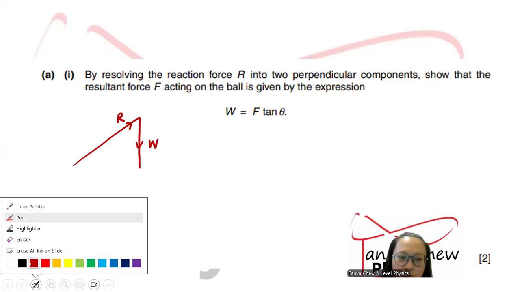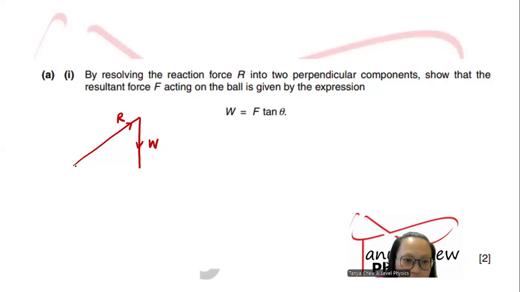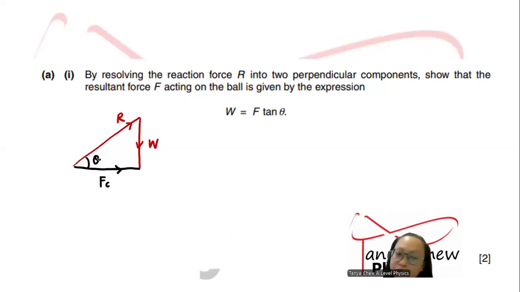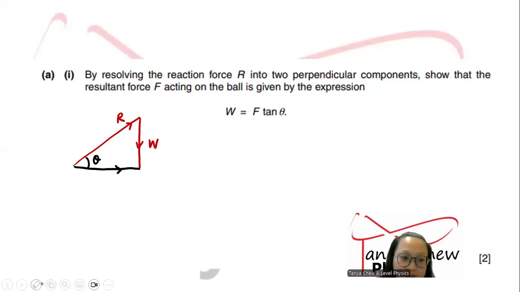Do you still remember I told you about the resultant force has to act towards the center of the circle? So I have to go towards the center of the circle. This is called centripetal force. I put it as FC. So the theta is here. Since I have already drawn my vector triangle, which makes things easier for me, and since they put F, I would like to put F here. Resultant force is F, so I just put F here.